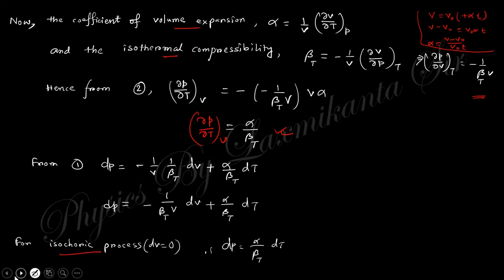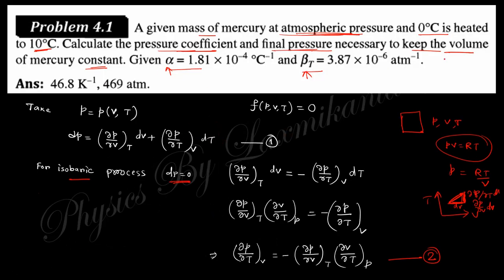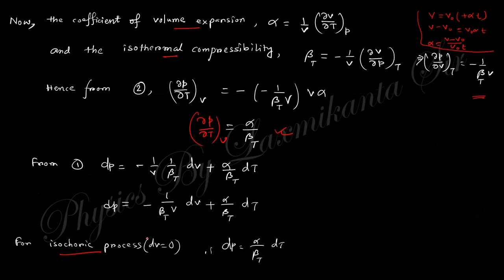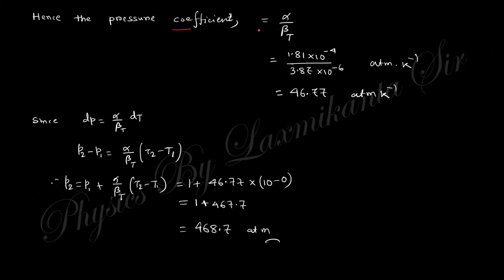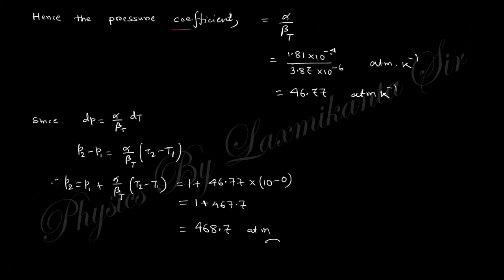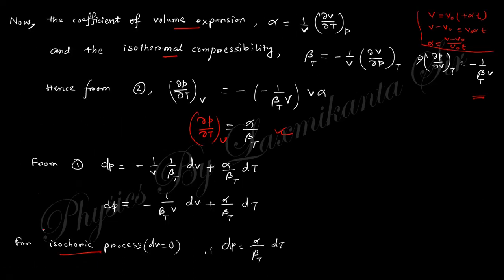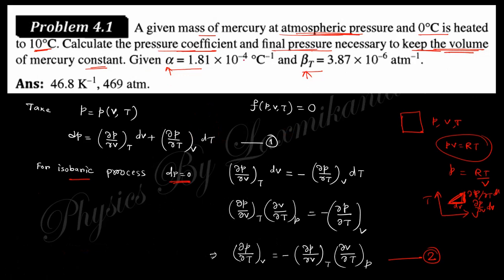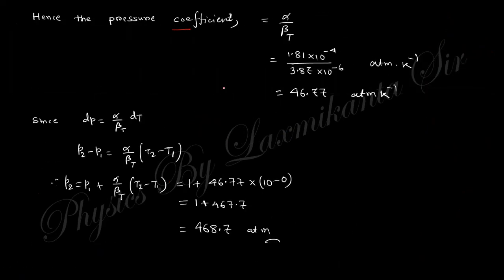For the isochoric process, because we keep the volume constant, dV equals 0, so dP equals alpha by beta T dT, right? So the pressure coefficient is nothing but alpha by beta T. Alpha and beta T are given in this question, so use these values as given. So the pressure coefficient will be like that.